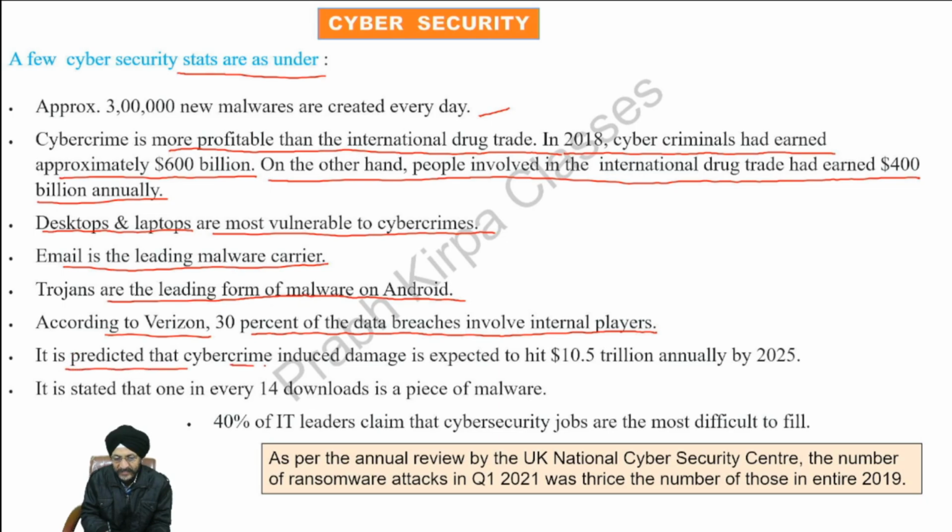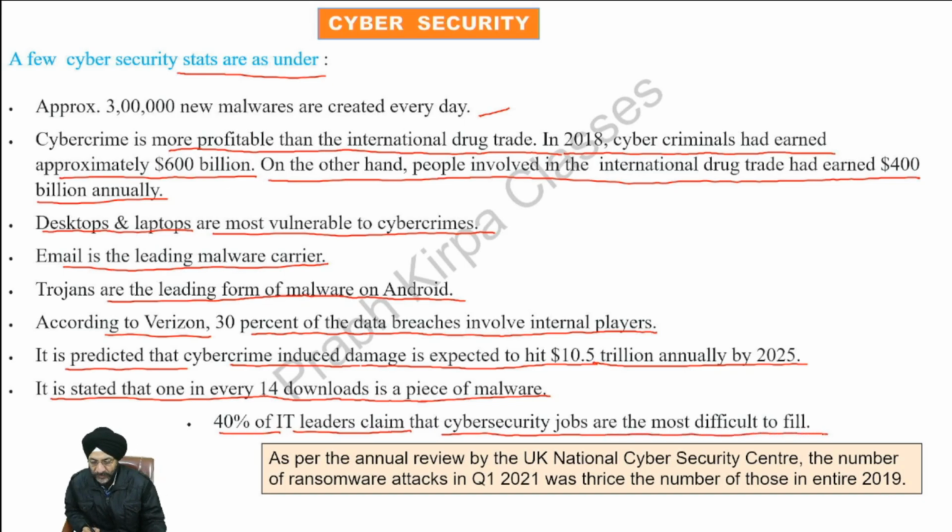It is predicted that cybercrime induced damage is expected to hit $10.5 billion annually by 2025. It is also stated that 1 in every 14 downloads is a piece of malware. 40% of IT leaders claim that cybersecurity jobs are the most difficult to fill. As per the annual review by the UK National Cybersecurity Center, the number of ransomware attacks in quarter 1 of 2021 was thrice the number in the entire 2019. So you will please observe that the number of cyber attacks is increasing day by day.